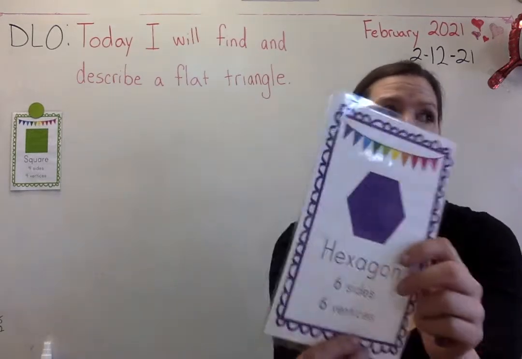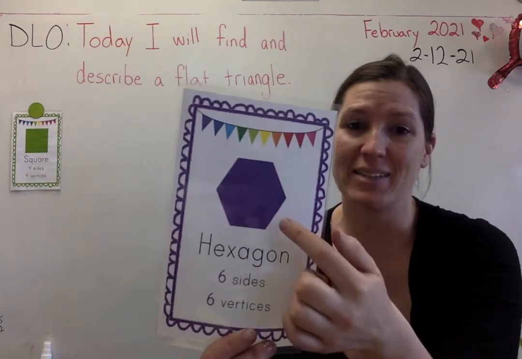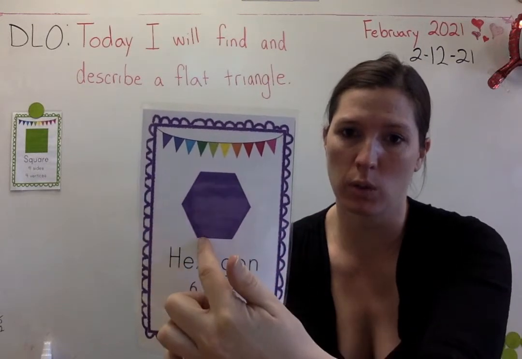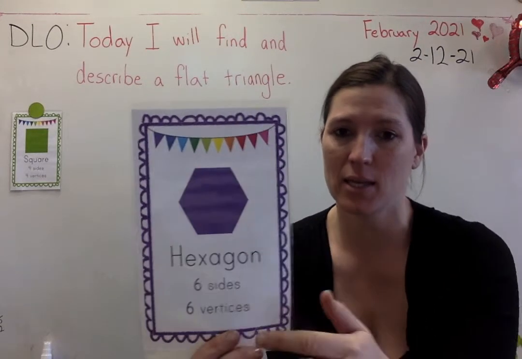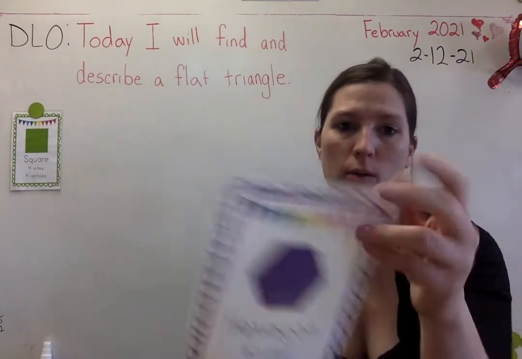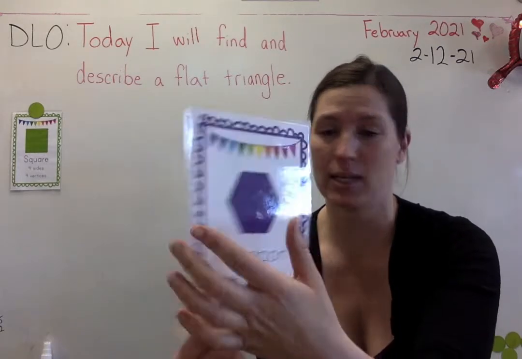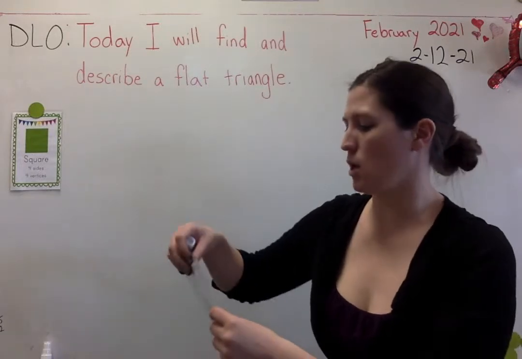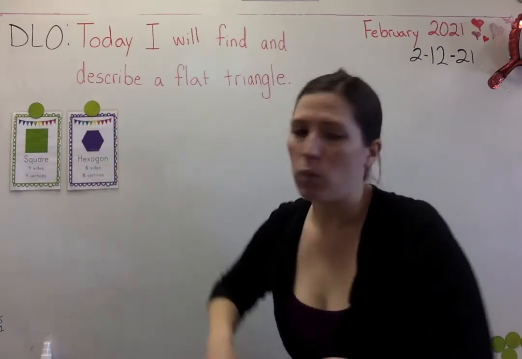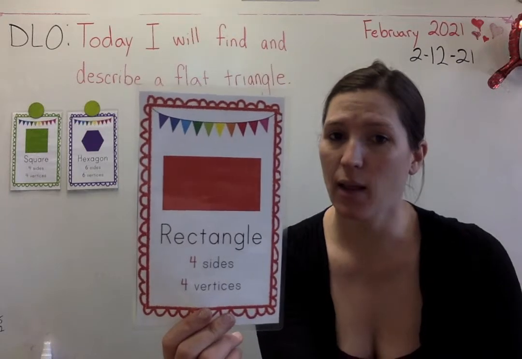A hexagon has 6 straight sides and 6 vertices. So let's count the sides. 1, 2, 3, 4, 5, 6. 6 sides and 6 vertices. A vertice is the corner. 1, 2, 3, 4, 5, 6. That's a hexagon. Hexagons are not easy to find, but I'll give you some examples when we learn about the hexagon. Next one is a, what is that?